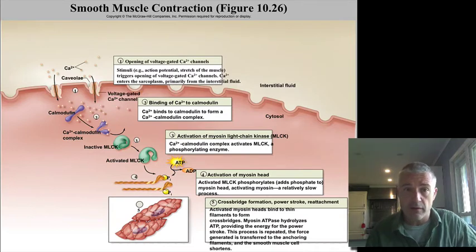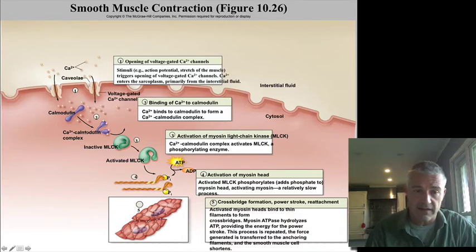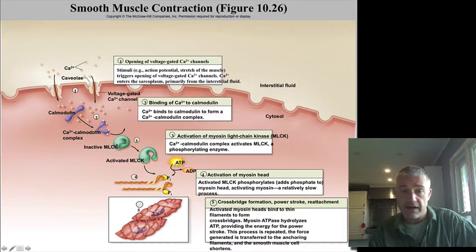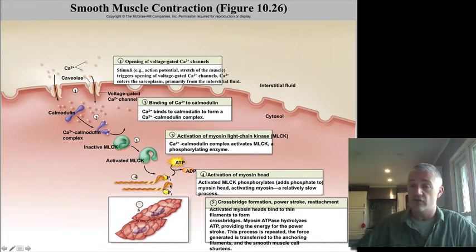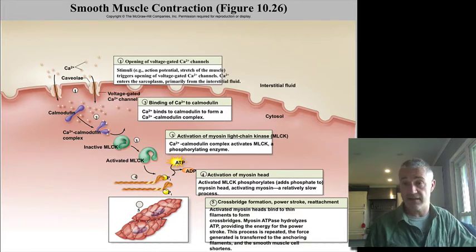And this shows the whole little process right here. So opening of voltage gated channels lets calcium flood in from outside. It binds to the calmodulin, getting that calcium calmodulin complex, which activates the inactive myosin light chain kinase. Once this is activated, it can phosphorylate these heads and lead to contraction. And that whole power stroke, reattachment, that whole process.